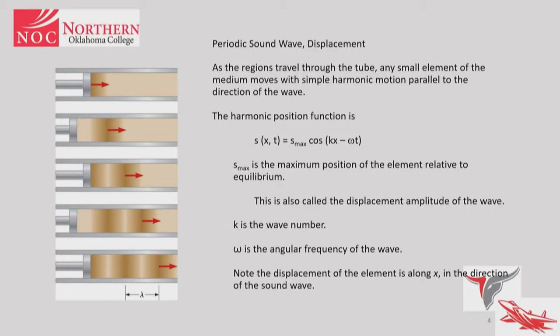Don't get that confused with peak to peak or valley to peak. That would actually be twice the amplitude. That is a common mistake. And k is what we call the wave number. Omega is our angular frequency, and it's the same angular frequency we were dealing with in our simple harmonic oscillators.